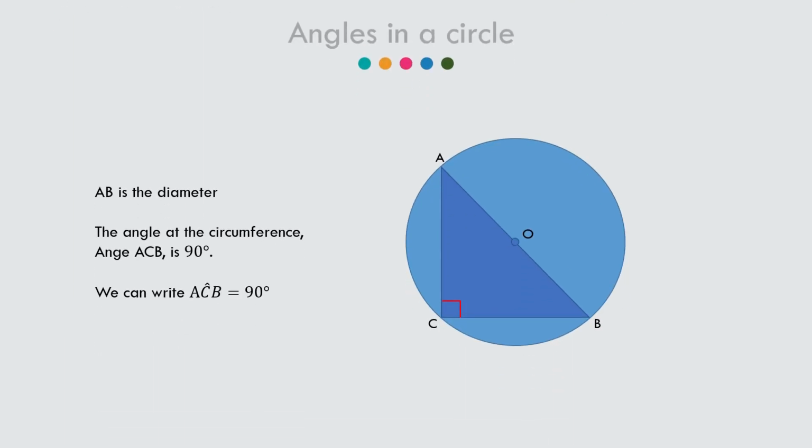Take a look at this diagram. If we draw a triangle inside a circle by drawing through the diameter and choosing any point on the circumference, we will always end up with a right-angled triangle. In this example, you can see the angle ACB is 90 degrees.